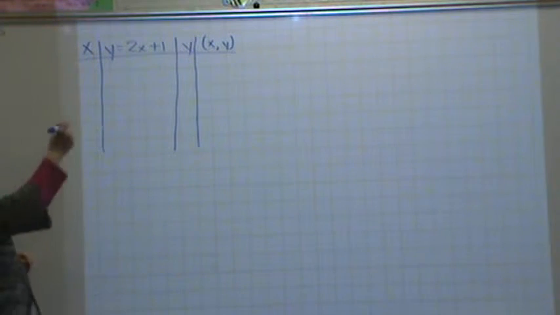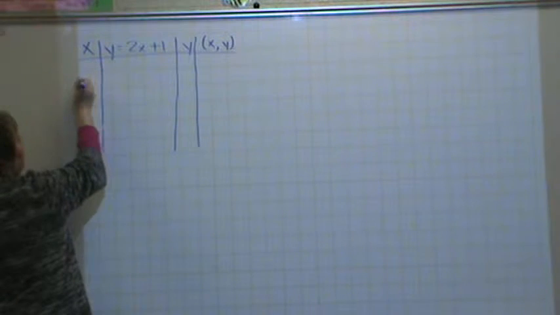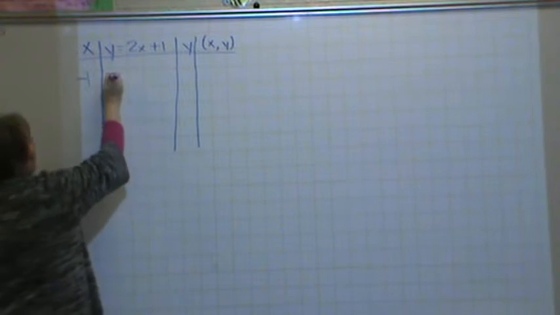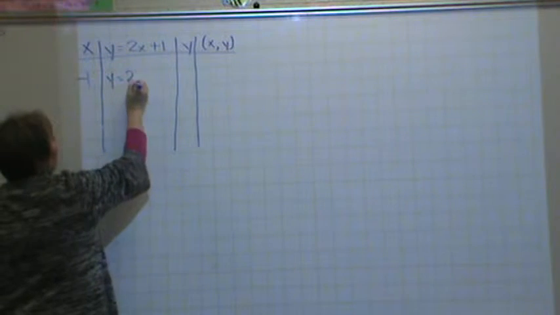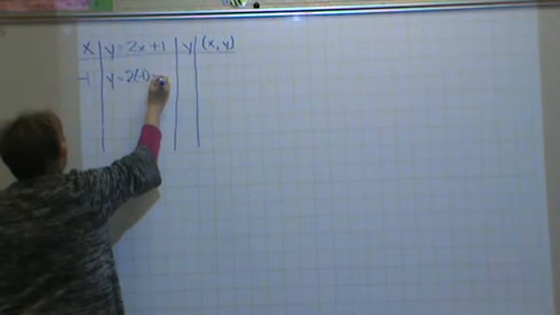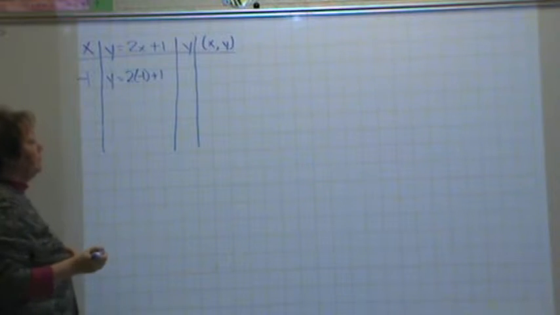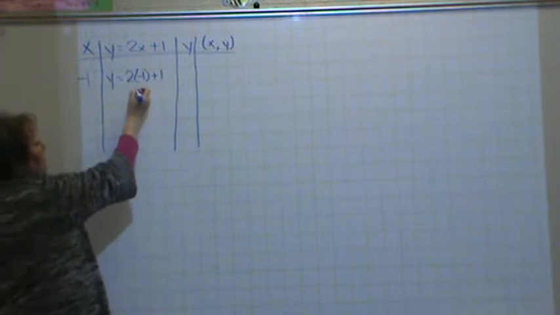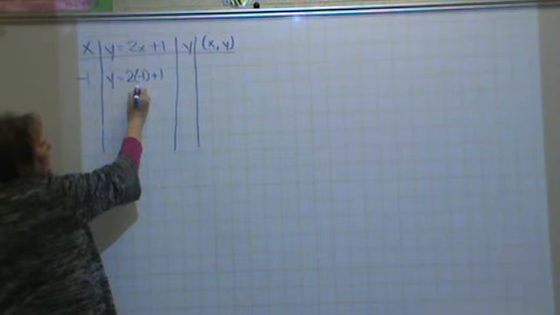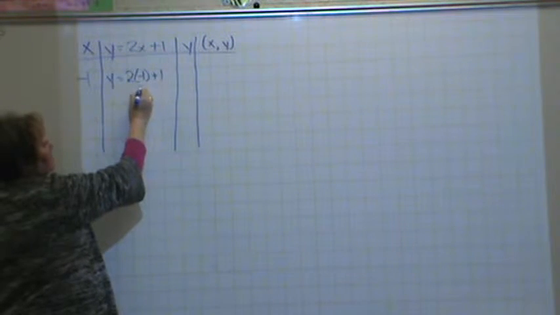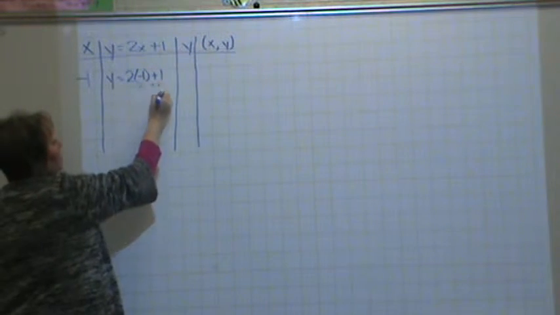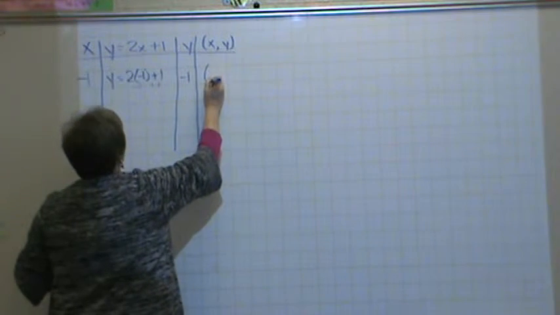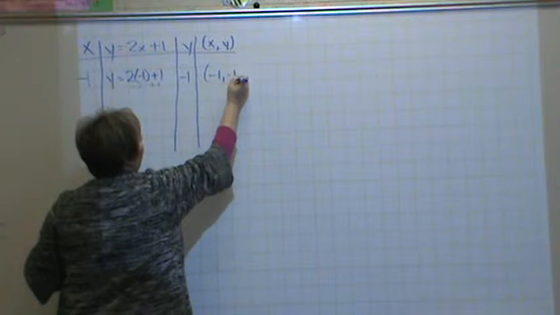What's one of your numbers? -1? Okay, one of Joe's numbers is -1. So y equals 2 times -1 plus 1. What is 2 times -1? -2. -2 plus 1 is? -1. So my ordered pair here is -1, -1.